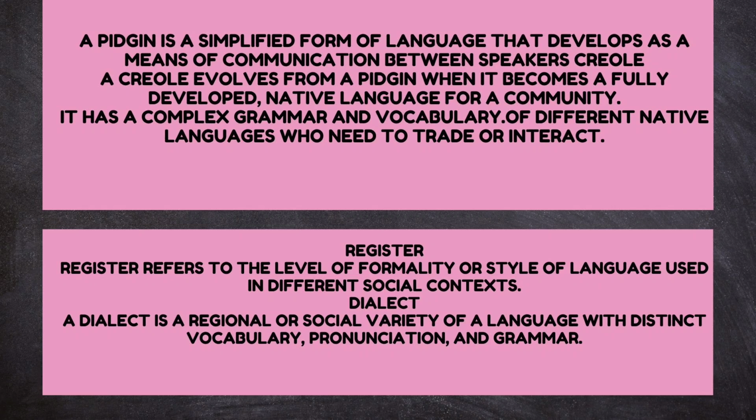So Pidgin is the simplified form of language that is developed as a means of communication, and Pidgin has limited vocabulary, simplified grammar, and it is not spoken as a native language. And now, if we talk about Creole, Creole evolves from a Pidgin where it becomes a fully developed native language for a community. Suppose some of the people are from a French community, some of the people are from a Hindi community, and they interact between themselves in English.